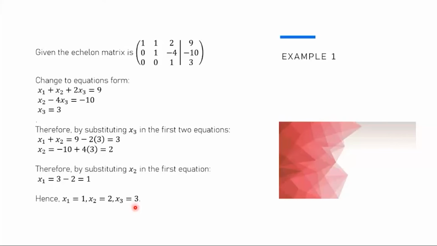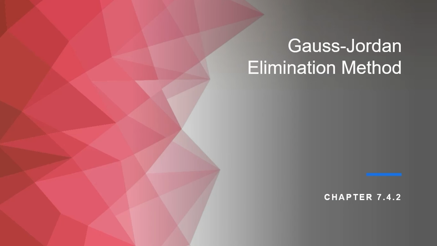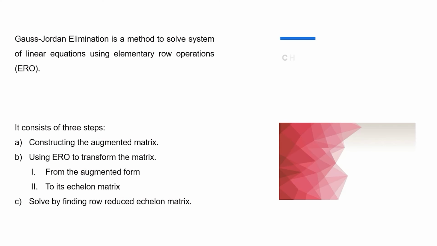Next, we're going to show you how to use the Gauss-Jordan elimination method. So I will continue to the next step of solving simultaneous equations by using matrix. So the next step is using the Gauss-Jordan elimination method. Gauss-Jordan elimination is a method to solve a system of linear equations using elementary row operations, or ERO. Basically, Gauss-Jordan elimination is just the same as the Gauss elimination method.